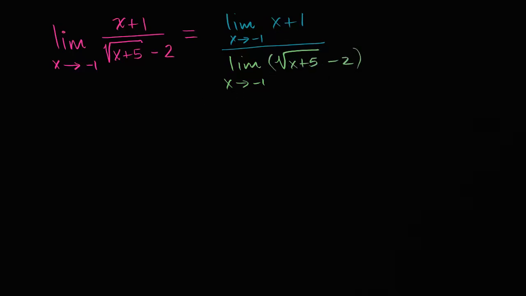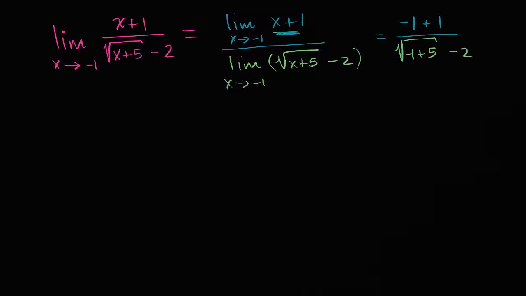And then we could say, all right, this thing up here, x plus 1, if we think about the graph y equals x plus 1, it's continuous everywhere, especially at x equals negative 1. And so to evaluate this limit, we just have to evaluate this expression at x equals negative 1. So this numerator is just going to evaluate to negative 1 plus 1. And then our denominator, square root of x plus 5 minus 2, isn't continuous everywhere, but it is continuous at x equals negative 1, and so we can do the same thing. We can just substitute negative 1 for x. So this is going to be the square root of negative 1 plus 5 minus 2.